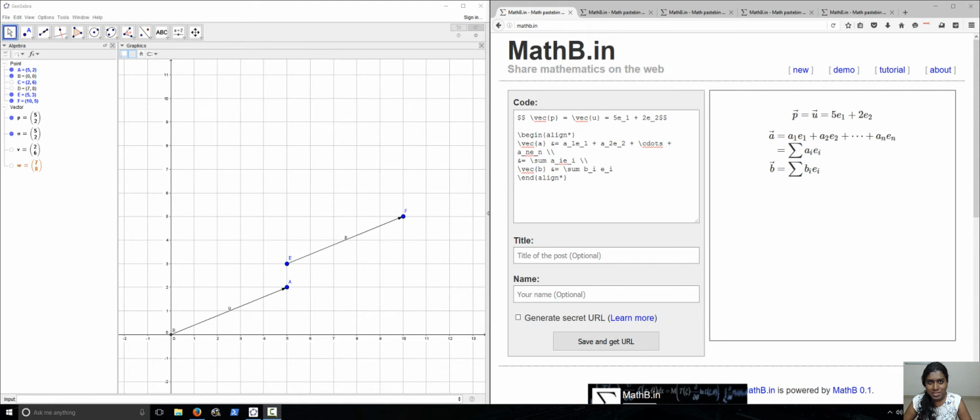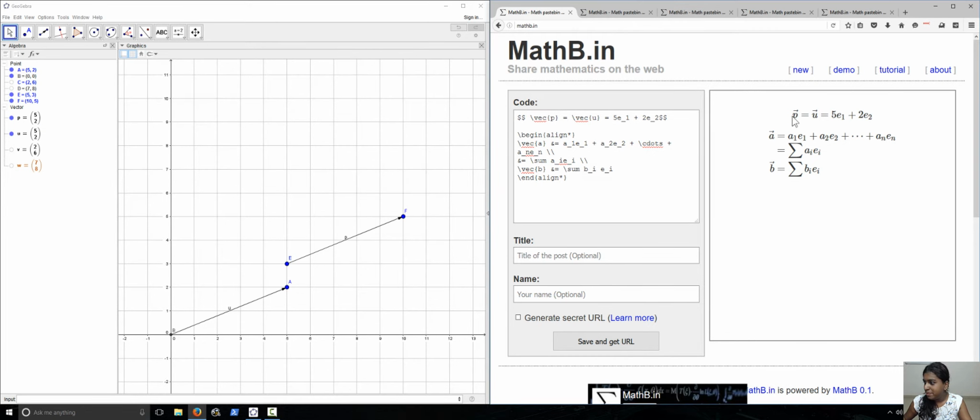Vectors are geometrical objects which have direction and magnitude. For example, the vector u over here takes the point B to point A. It moves 5 units in x-axis and 2 units in y-axis. Similarly, the vector p over here also moves point E to point F by moving 5 units in x-axis and 2 units in y-axis. So we call these two vectors to be equal, right?